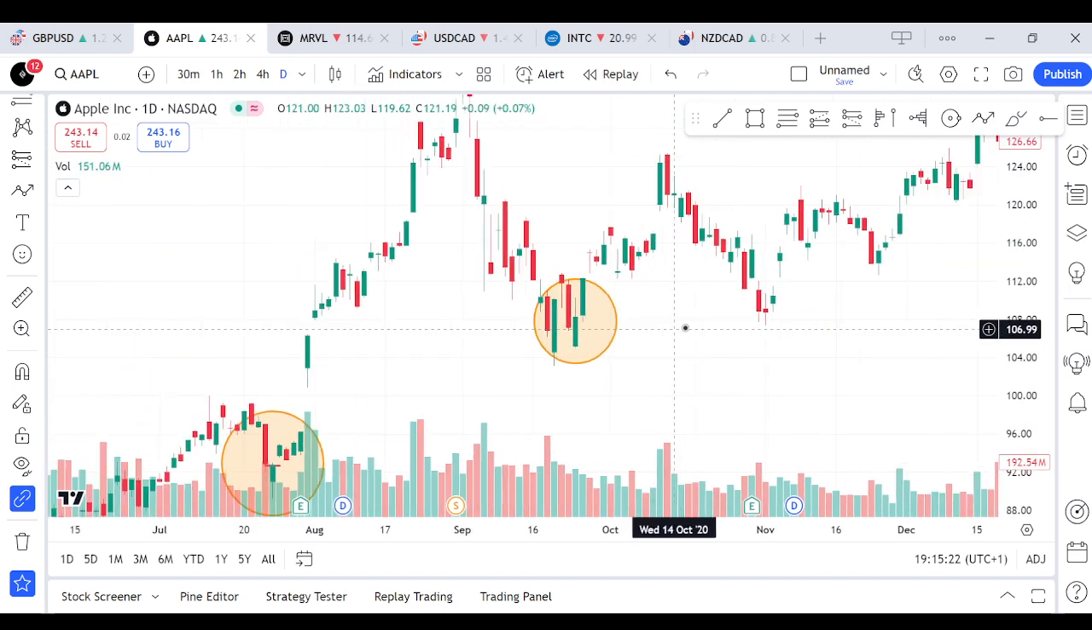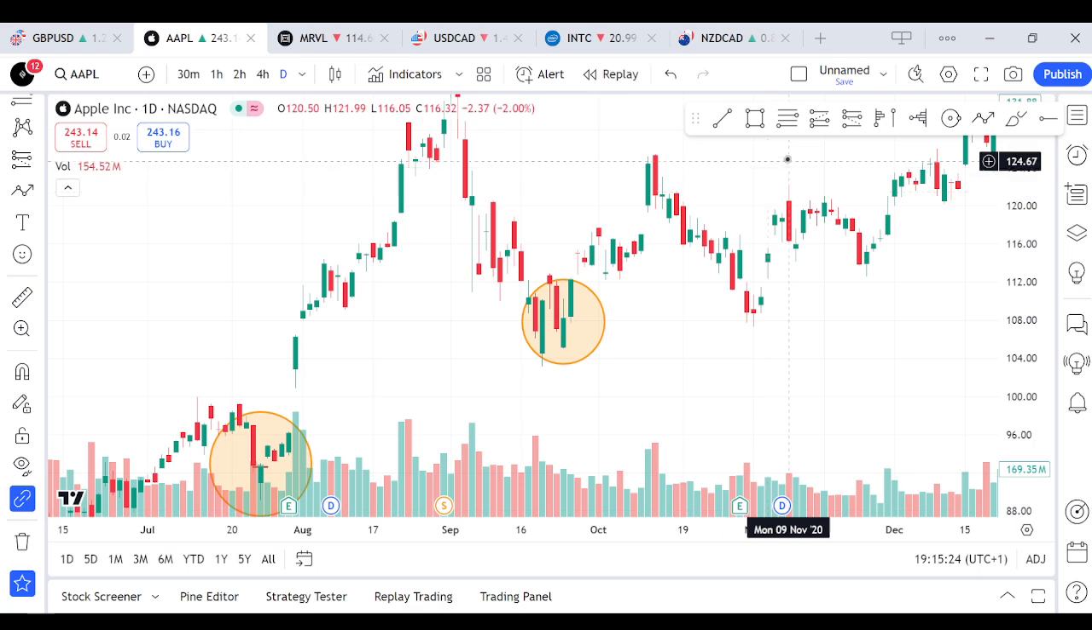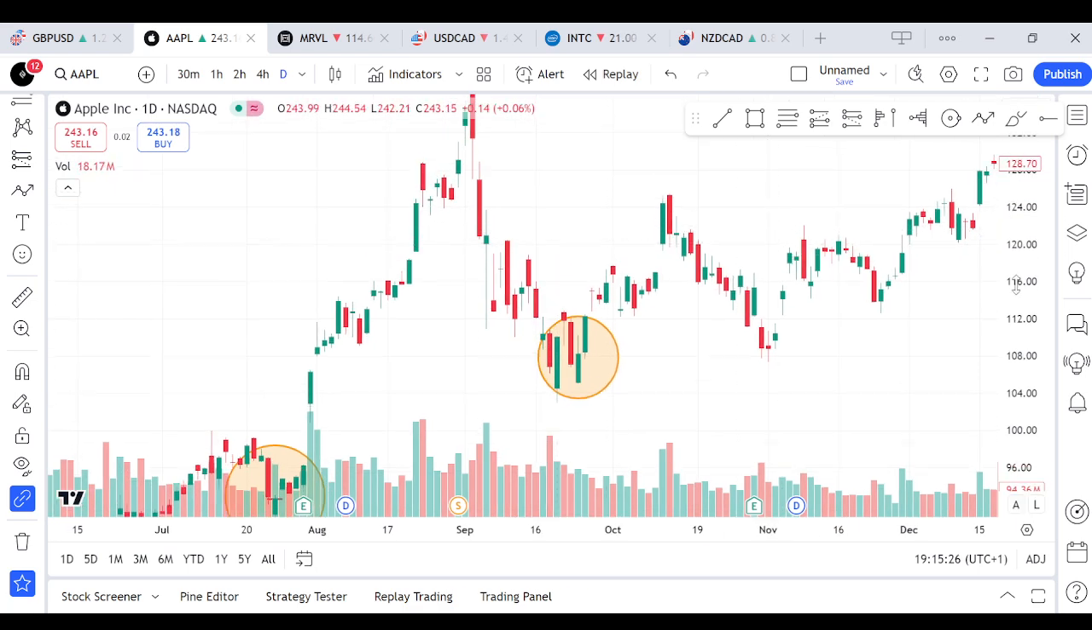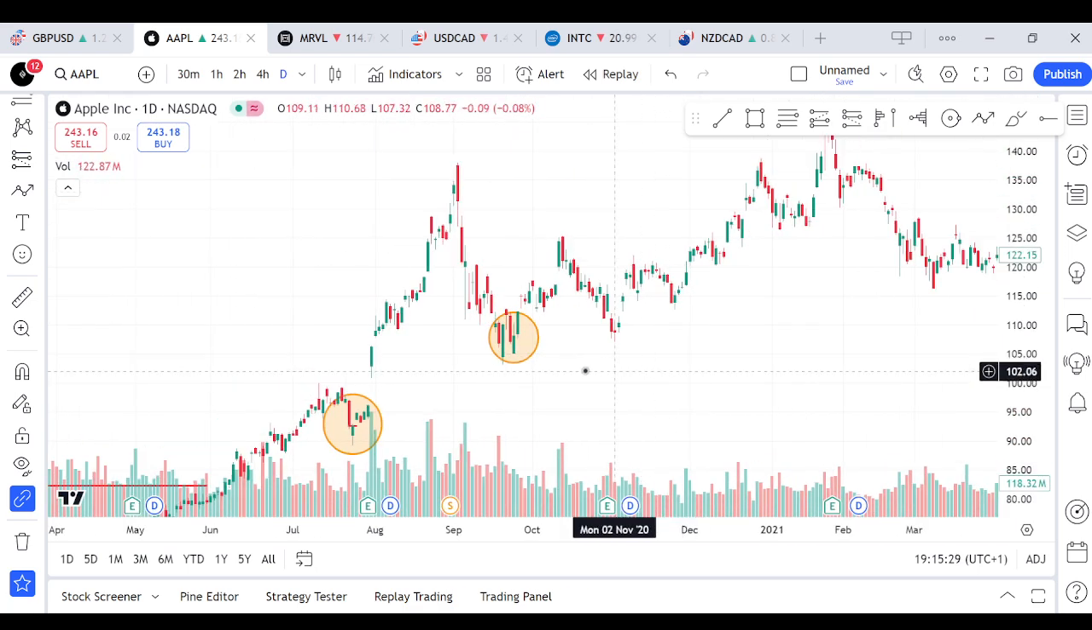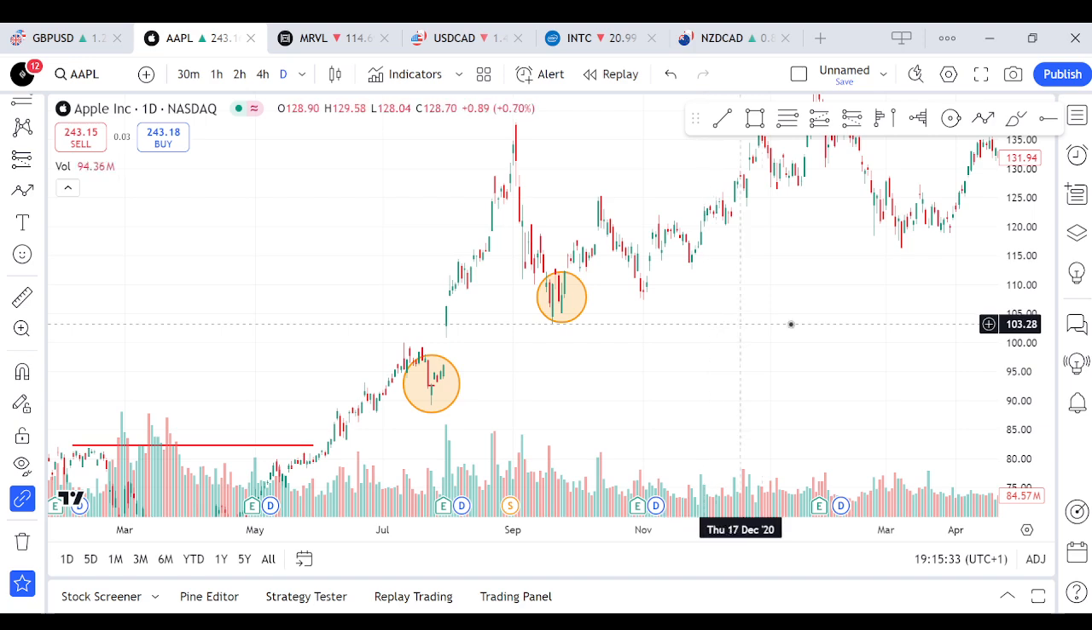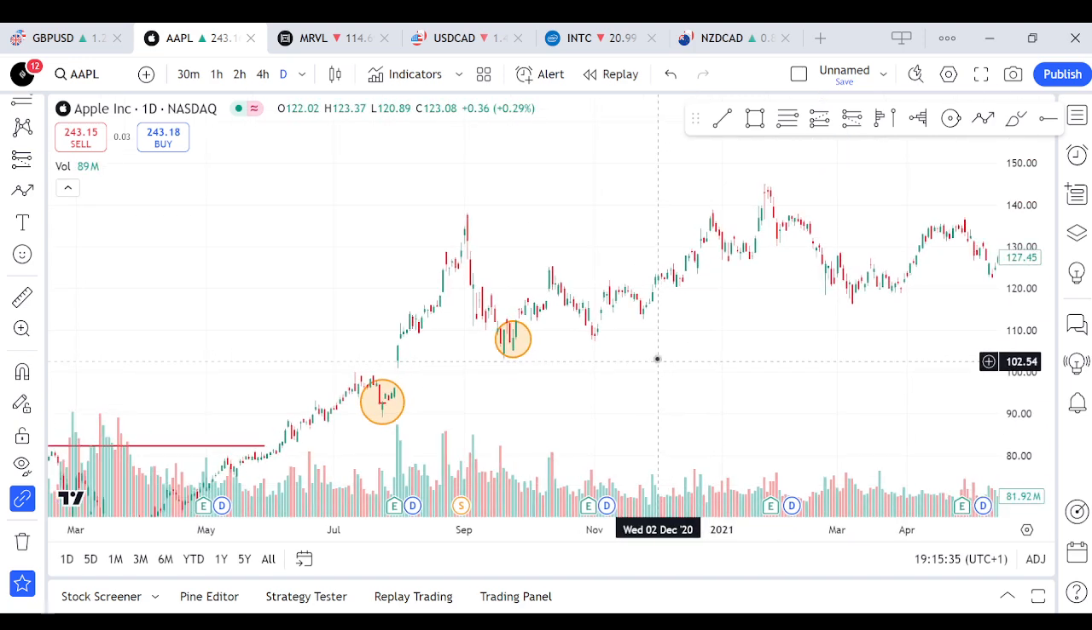Let's just look at another example. You can see this one, we are bearish here, and remember the overall trend is bullish, so this was just a pullback, and it was an indication that we should be looking to continue the uptrend.